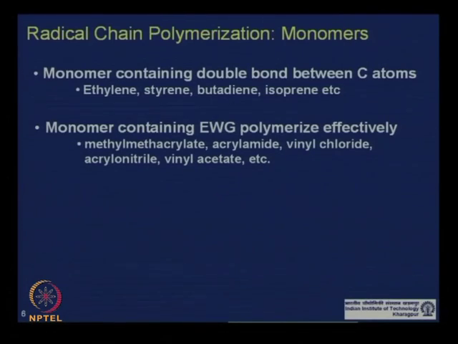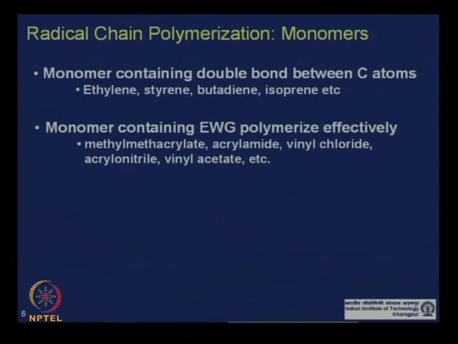So, we come back now only to radical polymerization. Radical polymerization, we are talking about the chain polymerization and different structure and different initiator. Now, we start solely on radical chain polymerization. So, what types of monomers can be used for radical polymerizations? Monomers containing a double bond between carbon atoms, the examples we have just seen: ethylene, styrene, butadiene, isoprene, etcetera.